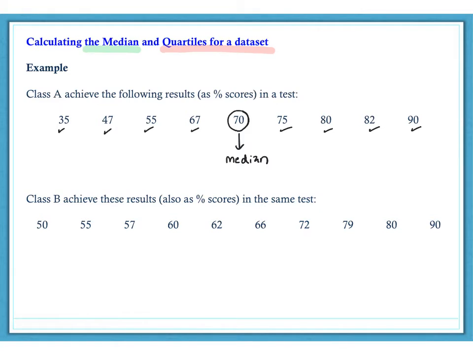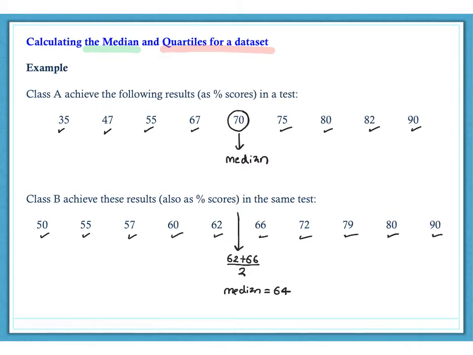Now let's find the median for Class B. Once you start ticking off values from either end, you'll notice that you get two values left in the middle. So there is no exact median. To find the value of the median, we go halfway between 62 and 66. The easiest way of doing that is to add them together and divide by 2, and that gives you a value of 64. So the median is equal to 64.